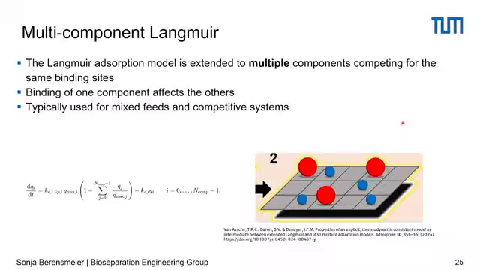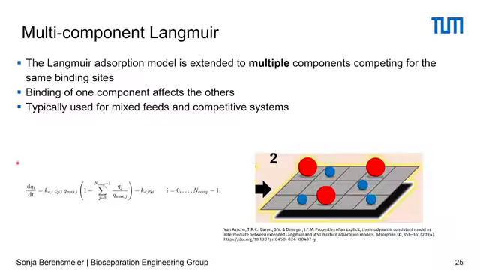We again have some important assumptions, namely that the binding of one component affects the other. This means that these different components are competing for the same binding sites. So if all the binding sites are occupied by one molecule type, let's say A, and B wants to bind, it has to remove A from the binding spots. So there's still a fixed, maximum number of binding spots, and these two or multiple components compete for the same binding sites. And this is typically used for mixed feeds, right, or competitive systems.